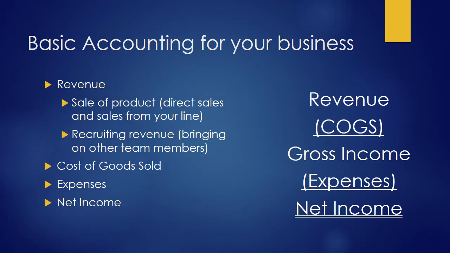So, basic accounting for your business. Like I said, we're just going to go over some basic rules here. Revenue, I'm pretty sure everybody knows what that is. That's the money coming in. So any money coming in, that's going to be revenue. The most common revenue for LipSense people and for the Senegence people: you're going to have your sale of your product, and then you're going to have recruiting revenue. So everybody you're bringing in to work under you, those are going to be kind of your two types of revenue.